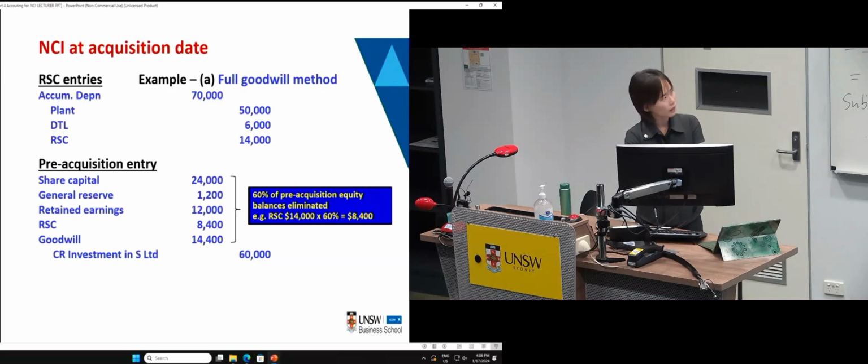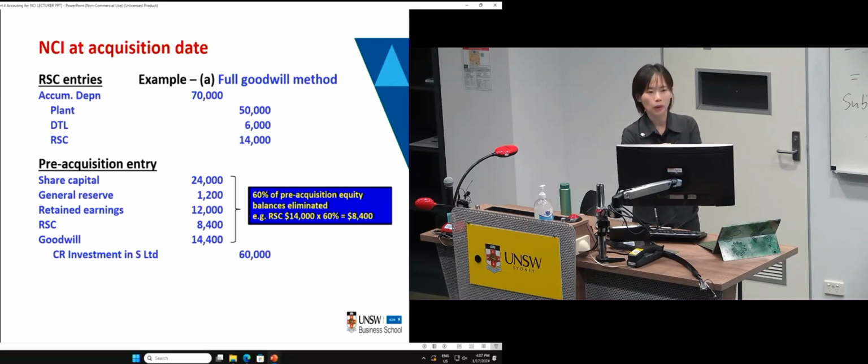Now let's look at a question we had asked before: whether the existence of NCI has any impact on RC entries. The answer is no. You can see the RC entry remains the same as previously discussed on the wholly owned subsidiary group structure. No change at all, because the preparation of the RC entry is to comply with ASB 3.